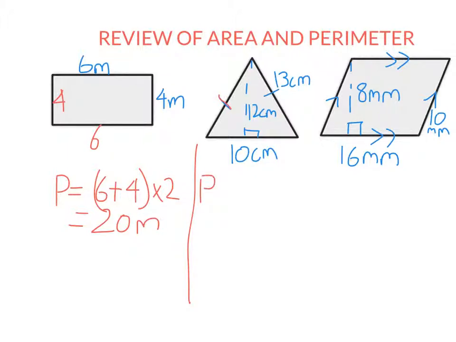Let's do the same for the triangle. Note this dash here means that those two sides are equal. Sides with the same dash through them are equal. So for the perimeter of this triangle, there's two sides that are 13, one side that is 10. I just add them up and I get 36 centimeters.